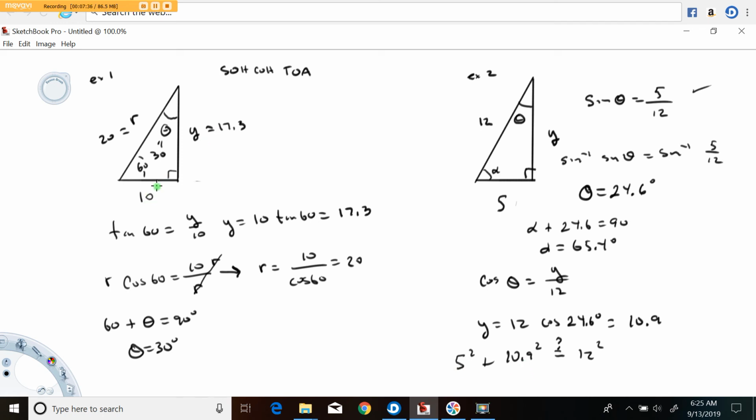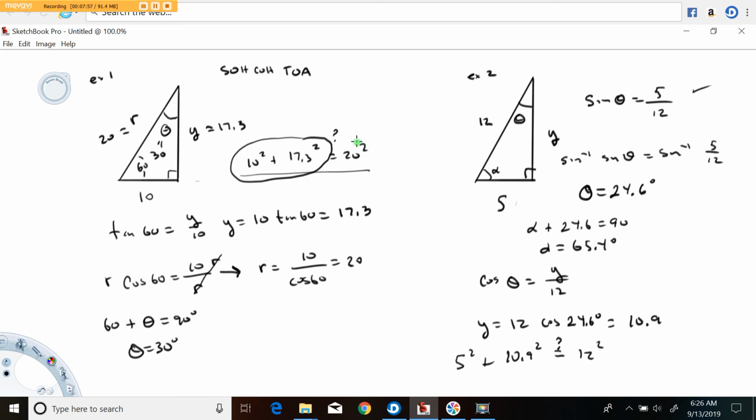Over here, to check our work, we want to be sure that 10 squared plus 17.3 squared is equal to 20 squared. And again, I'll just put a question mark there. Again, I'm just using the Pythagorean theorem to check our work. I'm going to leave this as an exercise to the reader. Check the sum of these two things and make sure it's approximately equal to 400, and that would verify that these results are good.